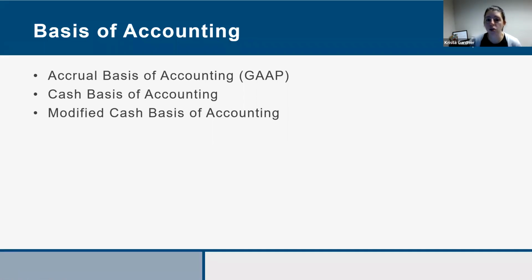Basis of accounting. This is truly important to understand. How does your governmental entity record its transactions? Are you on the accrual basis of accounting? You record revenue when earned. You record expenses when liable. Are you on the cash basis of accounting? Essentially, you're not going to record revenue until it's received. You're not going to record an expense until you pay it. Or are you on what's called the modified cash basis of accounting, which is a combination of those two and is different for each entity. It's defined by each entity essentially on how you modify that cash basis of accounting.